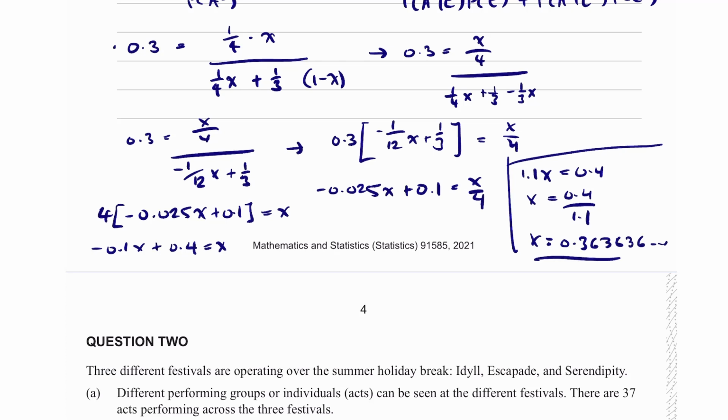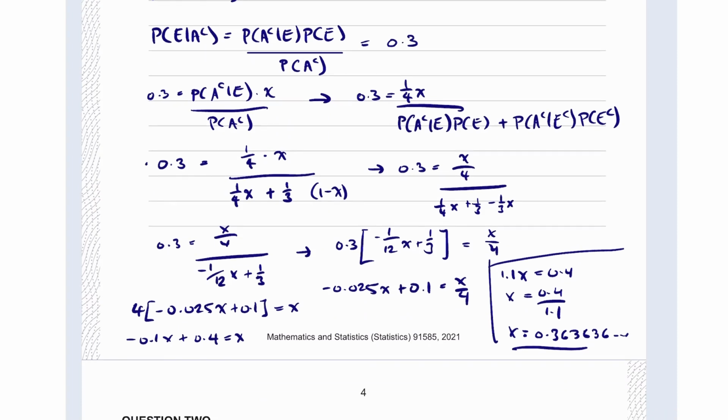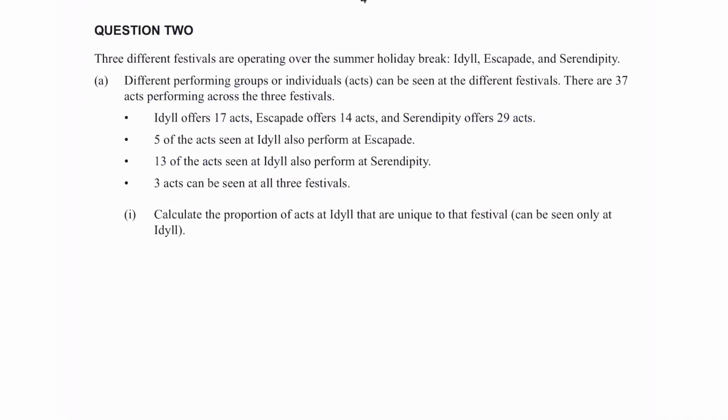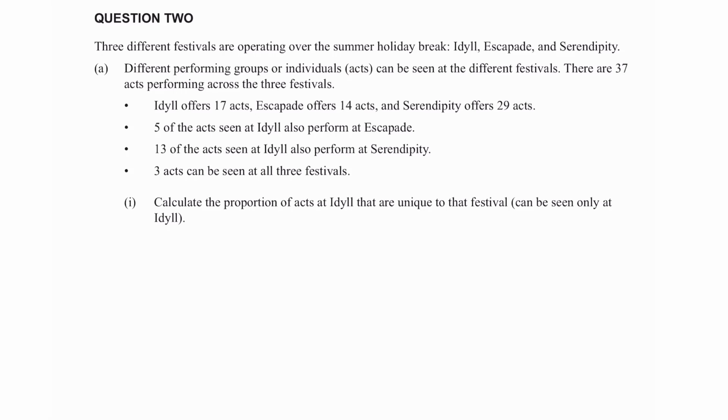So that's our probability of x. Okay, let's do question 2. 3 different festivals are operating over the summer break. We've got Idle, Escapade, and Serendipity. Different performing groups or individuals can be seen at the different festivals.